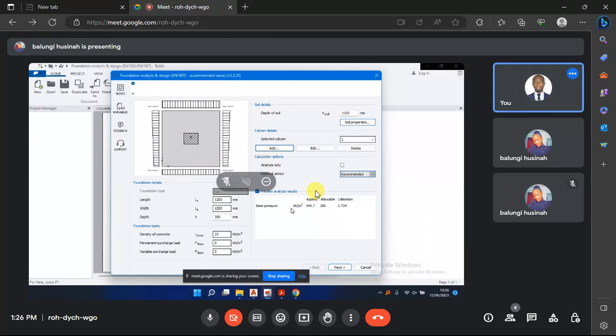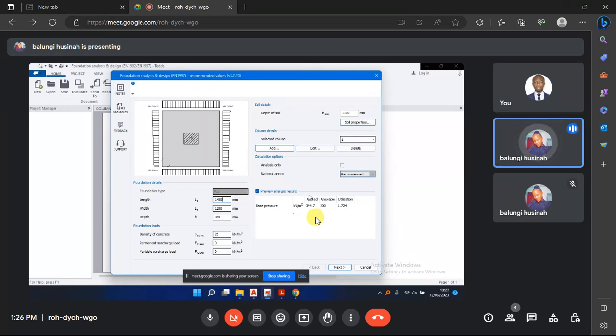Now, you're seeing that the applied base pressure is 344 and the allowable is 200. This means our base is very small. It will fail in bearing capacity. The only solution for the soil to bear this load is to increase the base size. So you can try changing it to 1.4 by 1.4 and you see. You increase it until you see that the soil can bear. Otherwise, when you leave it like this, after construction your structure will have some settlement.